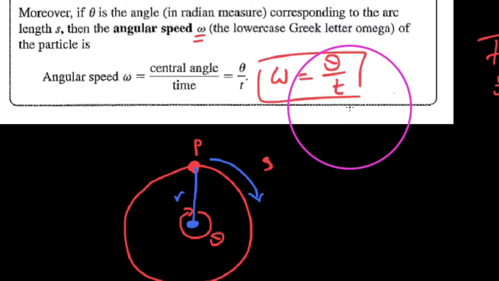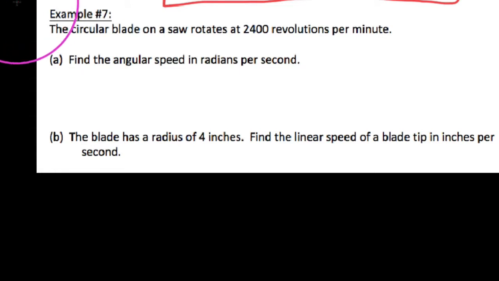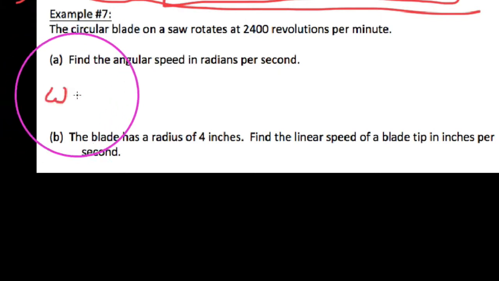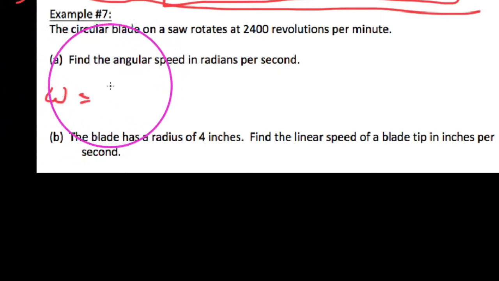Now I want to go down here and give this a shot. Let's try to describe the angular speed in radians per second of some circular blade. It says the circular blade on a saw rotates at 2400 revolutions per minute. So if I'm going to find the angular speed, we need to find the angle over time.